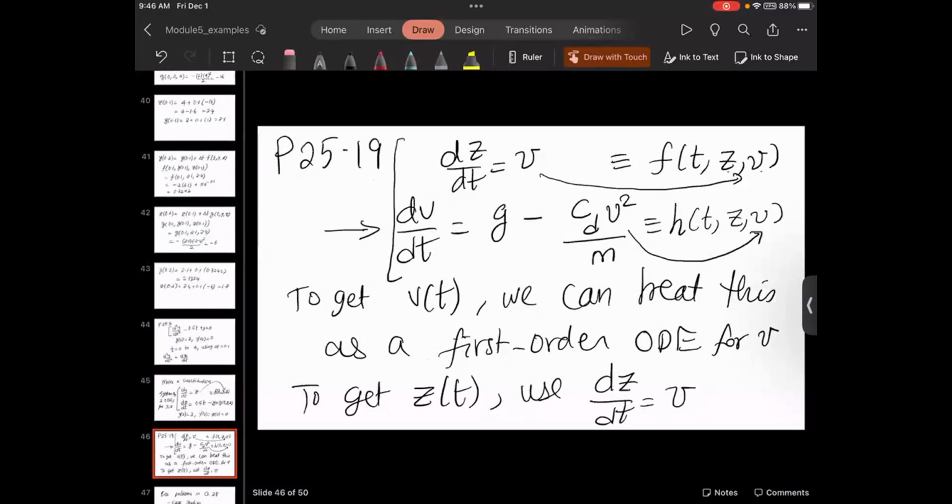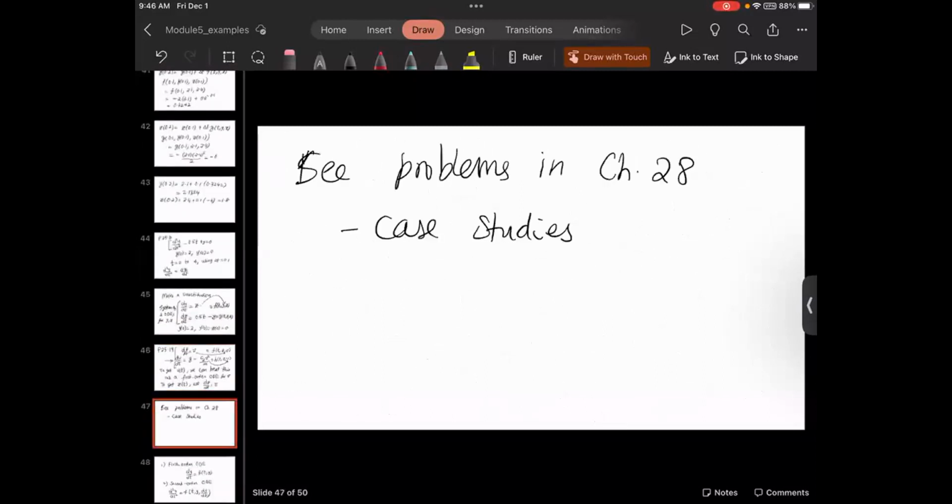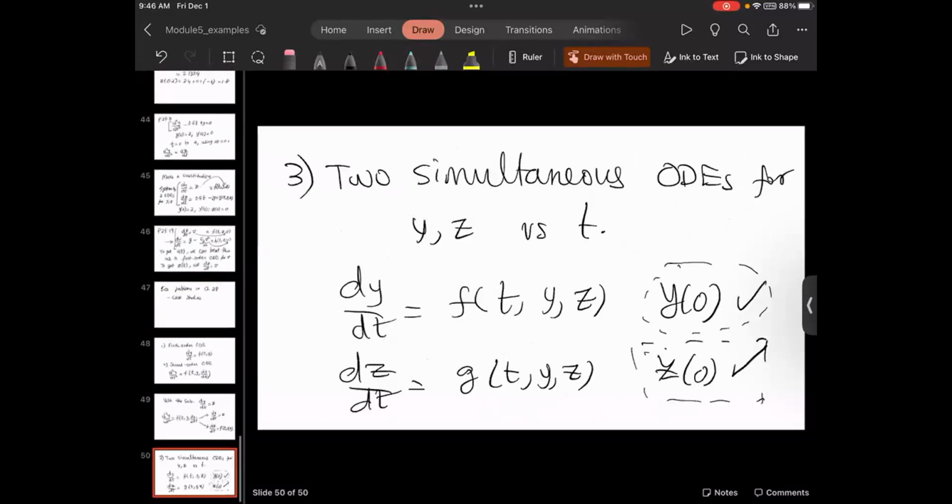So we attempted or set it up, and maybe we'll try to do a case study now. Try to pick one problem that is from chapter 28 of the book.